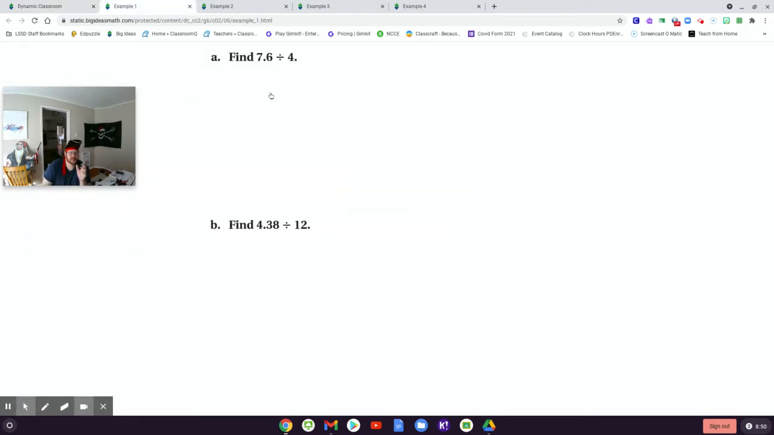So let's go through this first example, 7.6 or 7 6/10 divided by 4. The estimate is about 8 divided by 4. So our answer should be close to 2. And it's always good to estimate these things just so you know when you get your answer if you're on the right track or not.